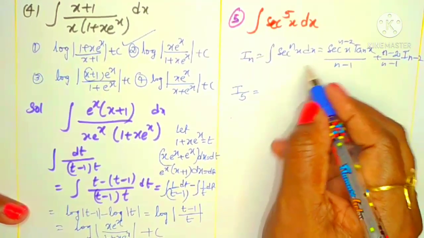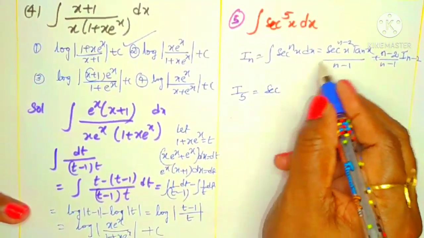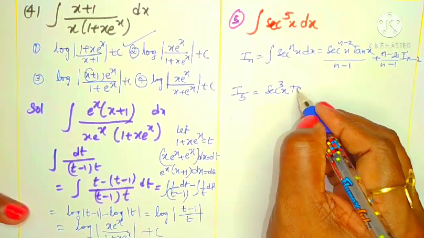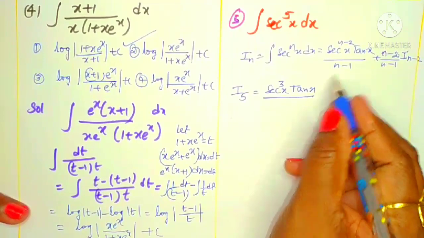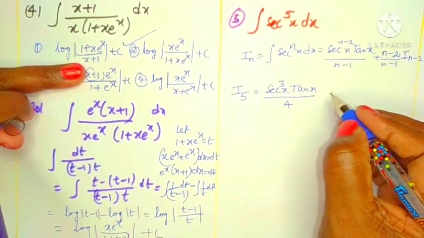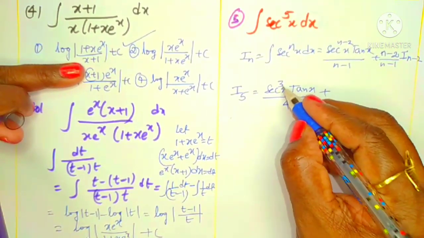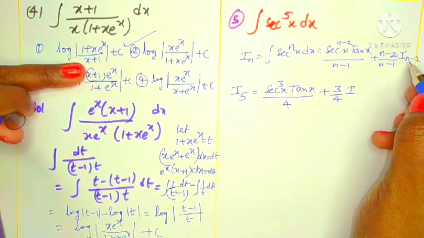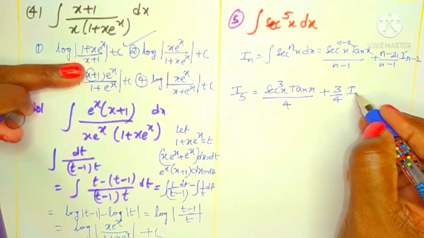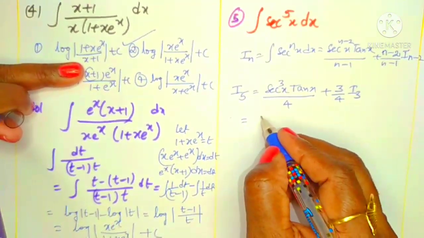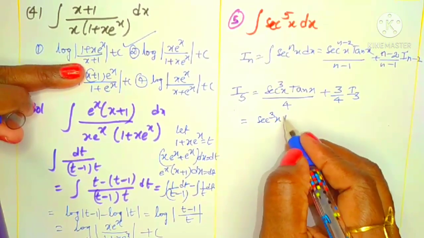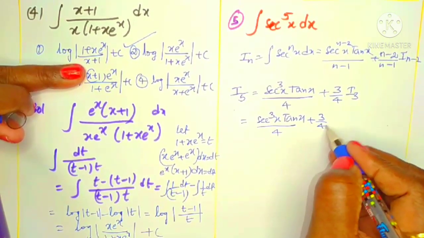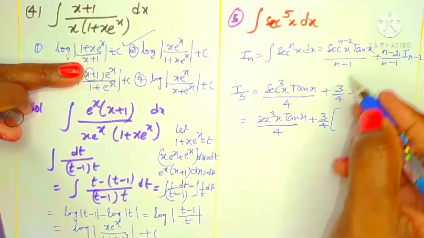I5 is sec^(5-2) x, that is sec^3 x, into tan x by (5-1), which is 4. Then plus (n-2) by (n-1); these two values you can write as 3 by 4 of I(n-2), and 5 minus 2 is 3, so I3. Next step: sec^3 x tan x by 4 as it is, plus 3 by 4 of I3. For I3 also we can use the same formula.